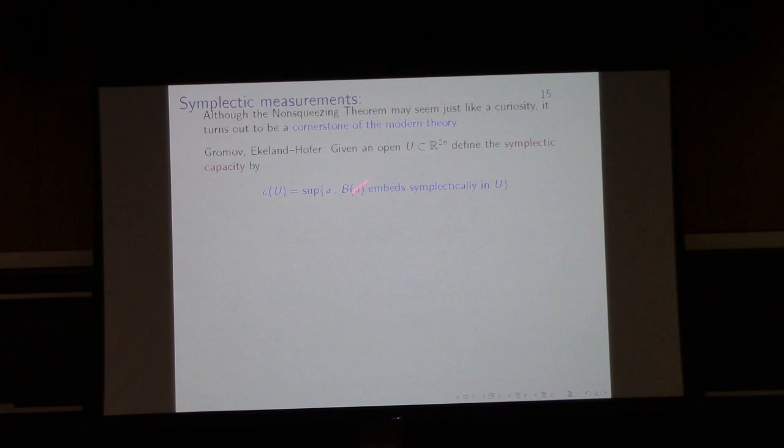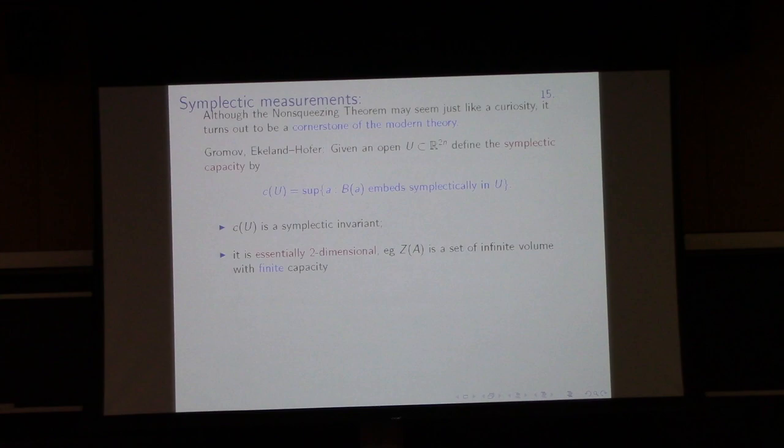Given an open subset of Euclidean space, you could define its capacity to be the supremum of the size of the ball that embeds into it. So that's a perfectly good metric. And that's a symplectic invariant. Obviously, if you use a symplectic morphism, it will be an invariant. It's an essentially two-dimensional measurement because this cylinder has infinite volume, but it has finite capacity.